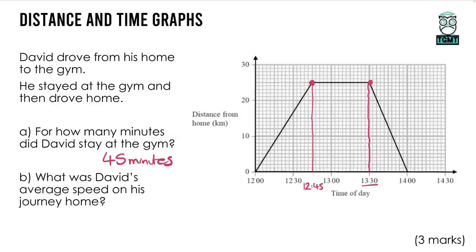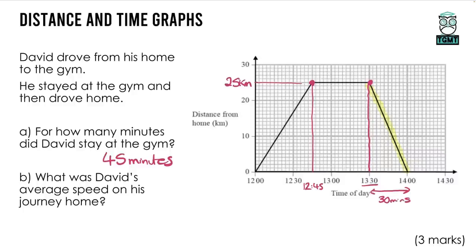Part B here is a little bit more complicated. It says, what was David's average speed on his journey home? Well, on his journey home, which is this final part of the line here, we need to know how far he's gone and how long it took him to do so. So if we go along here, you can see that that was 25 kilometres. So he's done 25 kilometres and it took him 30 minutes.